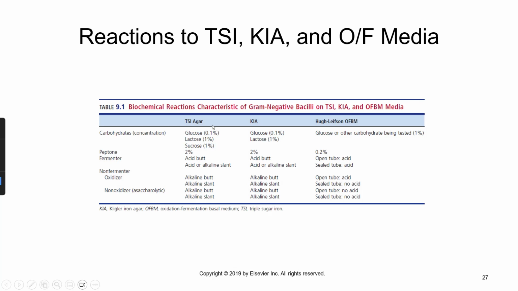So we predominantly use the TSI agar. The carbohydrates are glucose, lactose, and sucrose. There's an acid butt, acid or alkaline slant, alkaline butt, alkaline slant. So you can see the fermenter, what it would look like, and the non-fermenter, a non-oxidizer.